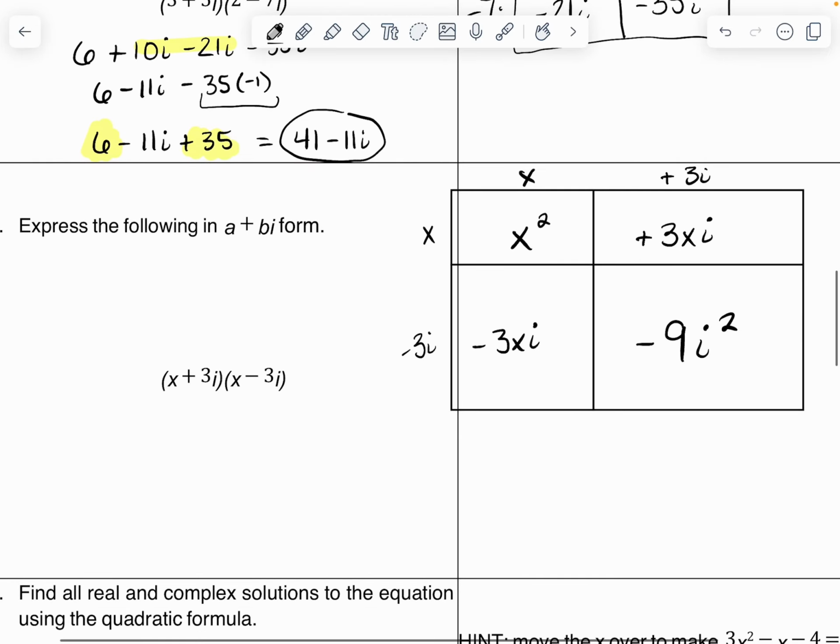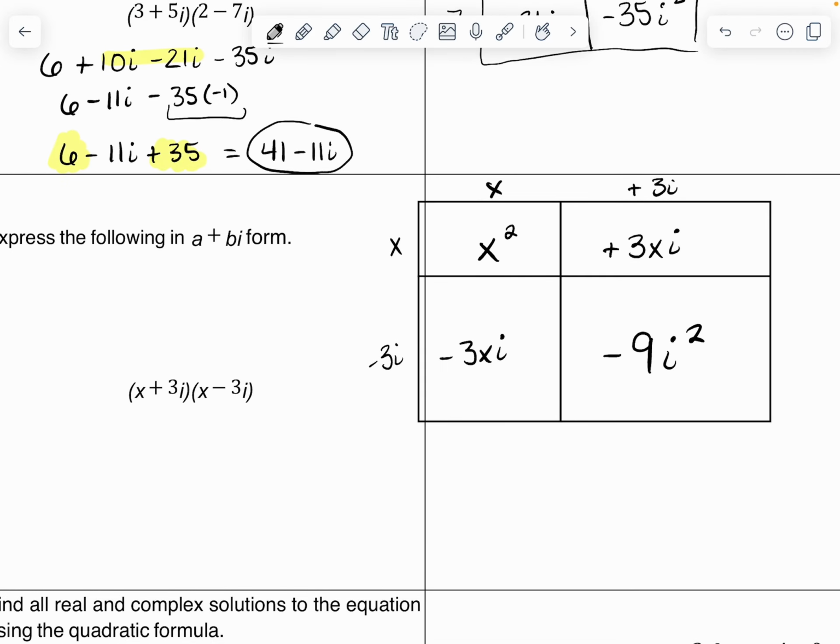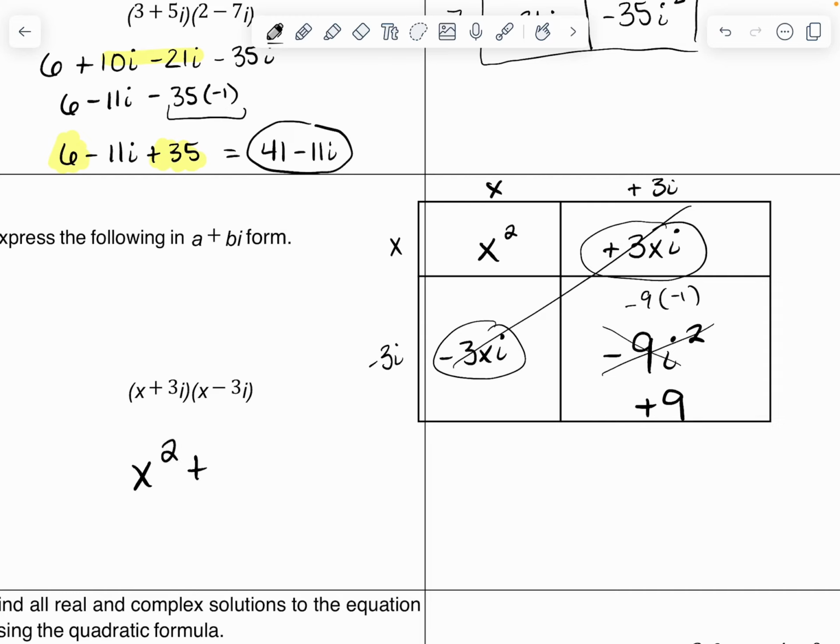Okay, so I'm going to do a little bit of my simplification, same process as earlier. I'm going to go ahead and simplify this negative 9i squared. Negative 9 times negative 1 is going to give me a positive 9 in this box. So this is like saying positive 9. And I noticed that negative 3xi and positive 3xi are going to cancel each other out. And that's going to give me 0. So the only thing I'm left with is x squared plus 9.